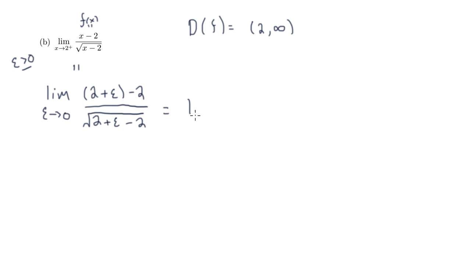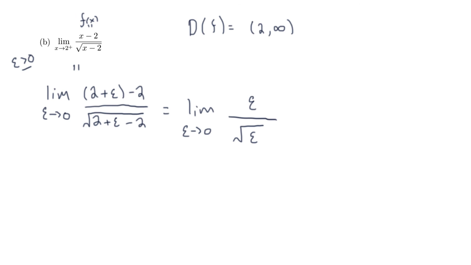But this simplifies a little bit. The 2's actually cancel. And what am I left with? I'm left with epsilon on top and square root of epsilon on bottom. And now recall that epsilon is a positive number. So here I'm taking the square root of a positive number. So there's no problem here. And epsilon is not going to be 0, so I can actually cancel a factor of square root of epsilon.